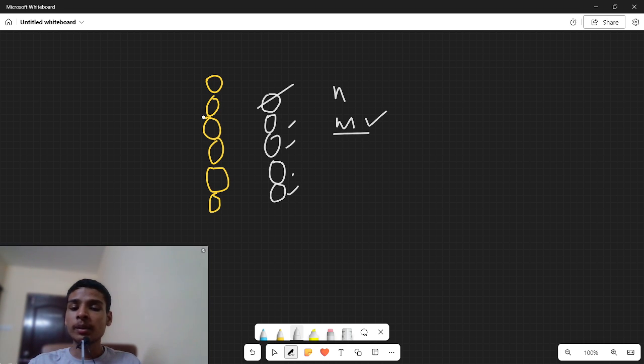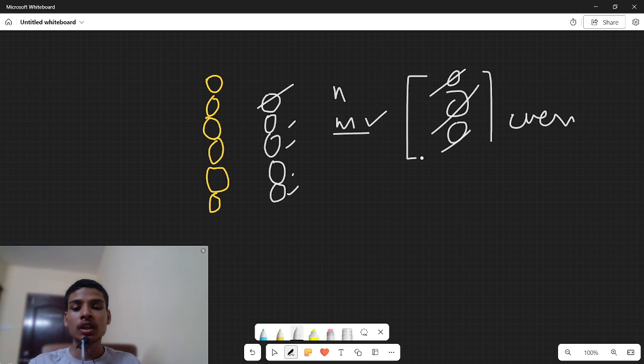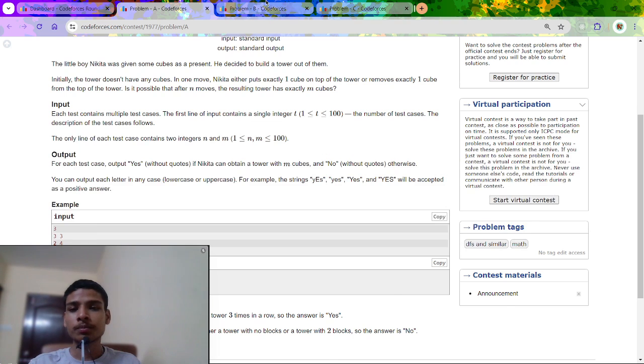So if I repeat it again, if the difference between n and m is even, then the answer is yes, else the answer is no, because you can always subtract the difference divided by 2. In some number of steps you will try to increase the height of the tower. Suppose this is the extra one, then in the next steps you will try to remove the extra ones. So the total number of extra steps required will be even only, because half are for adding and half for removing. So this is the answer to the question.